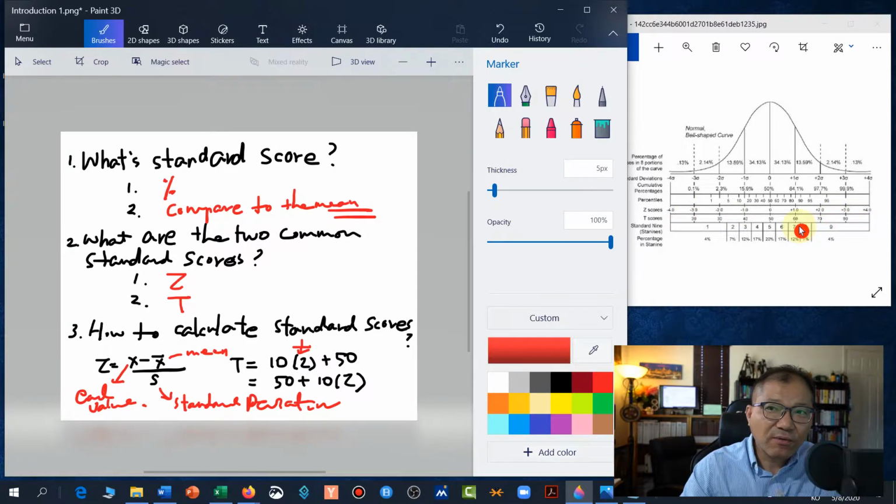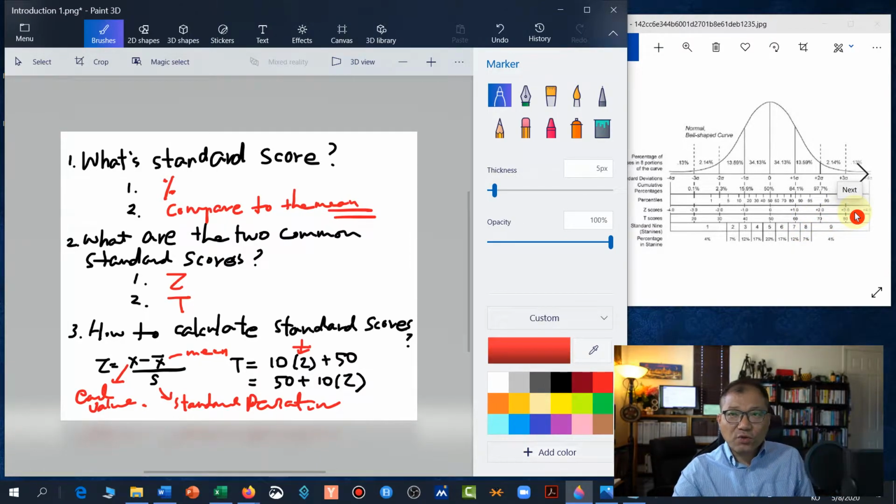So for example, if your z-score is plus 3, meaning that your score is on the right side, you are better than the mean. And you are plus 3 standard deviations above the mean. So your score is away from the mean. How far is your score away from the mean? Plus 3 standard deviations above the mean.